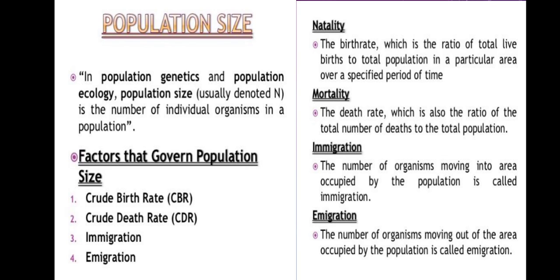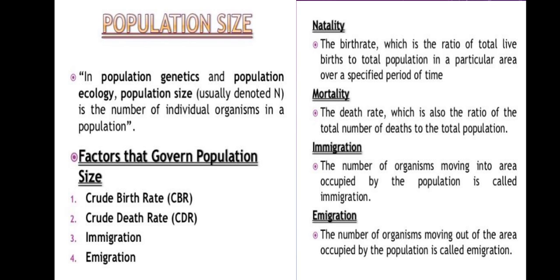Then we see the factors that govern the population size. First one is birth rate, second one is death rate, then emigration, and then immigration. The first factor is natality. Natality is also known as birth rate, which is the ratio of total live births to the total population in a particular area over a specified period of time. Then mortality, also known as death rate, is the ratio of the total number of deaths to the total population.